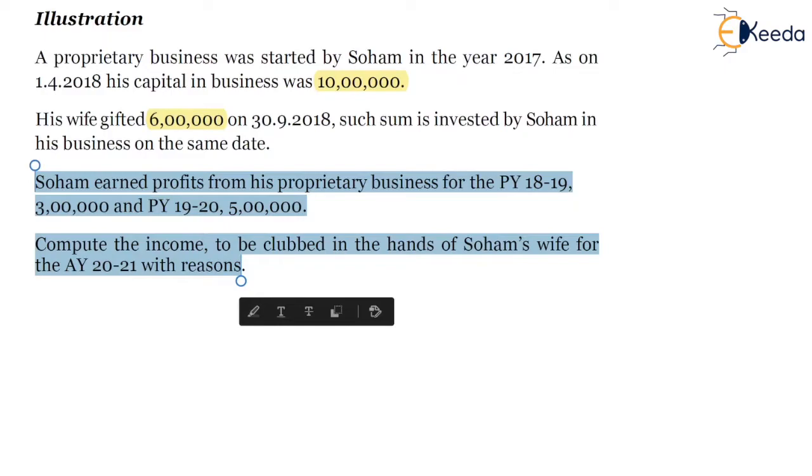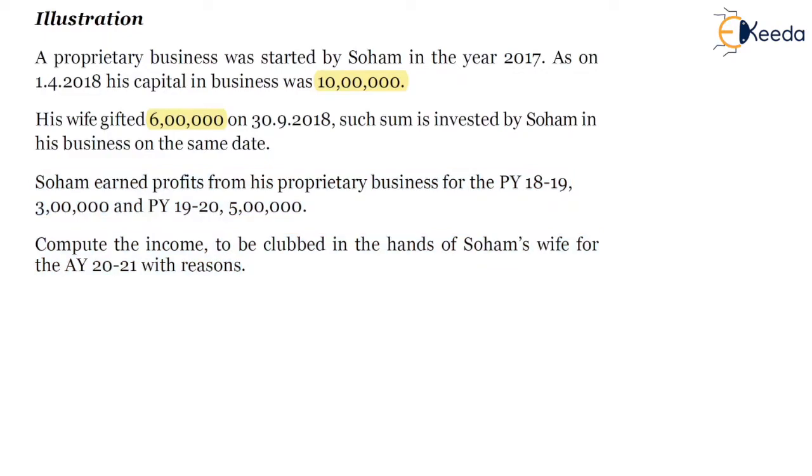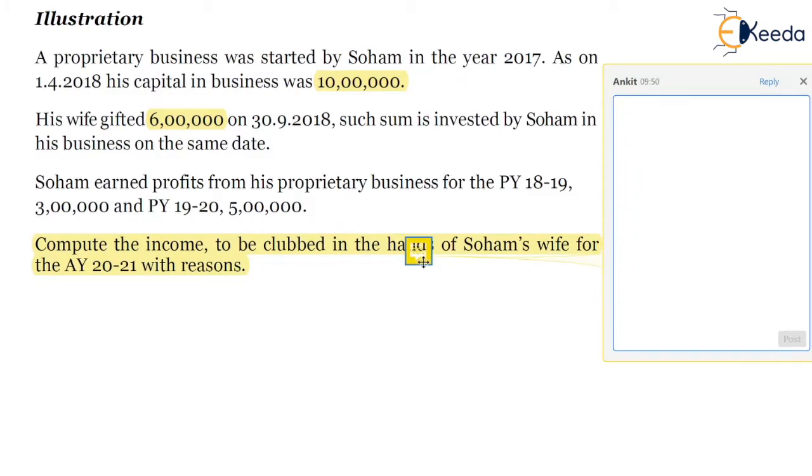We have to compute income to be clubbed for the previous year 1920. We have to compute the income which will be clubbed in the hands of Soham's wife, right? So, computation of income to be clubbed in the hands of Soham's wife, correct? So for this, let's understand what the ratio will be first.